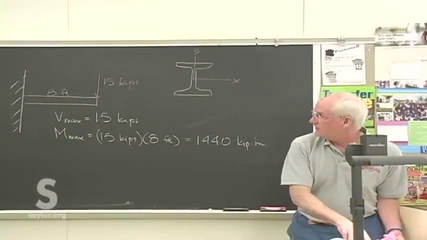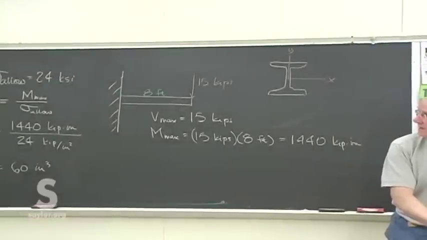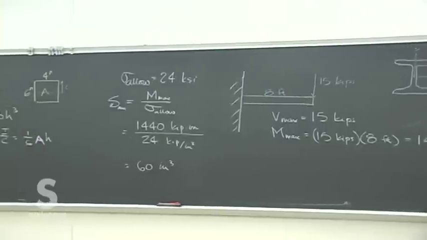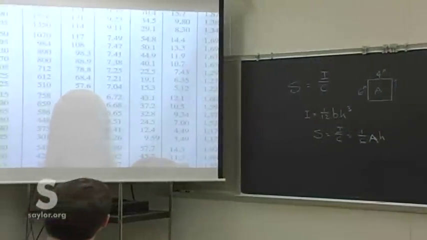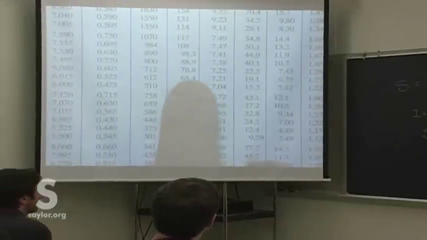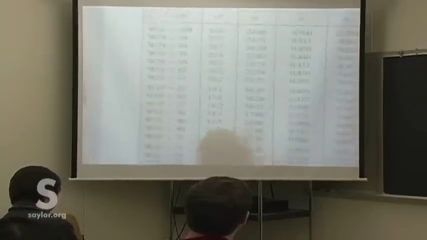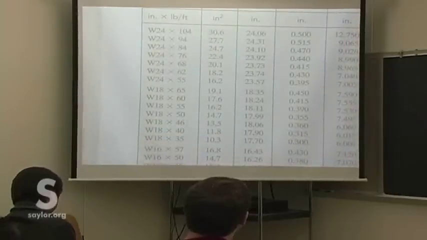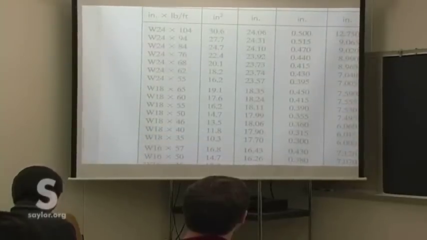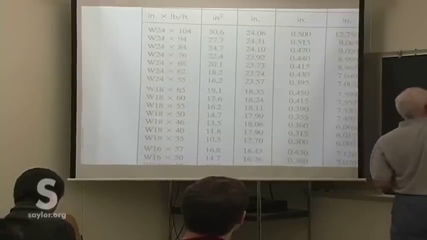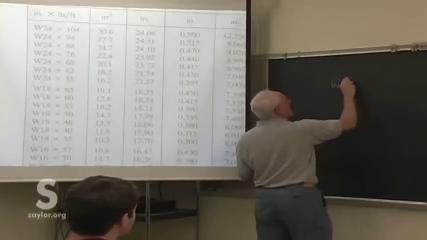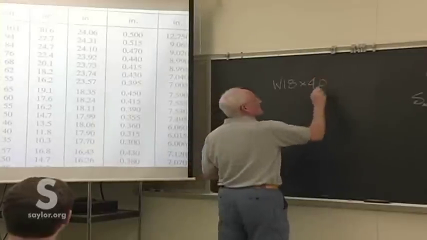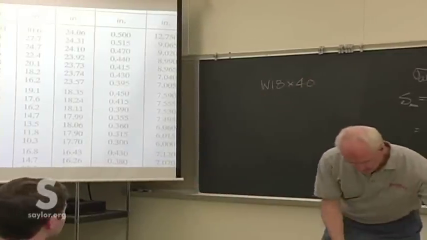And we go down until we find a couple that are just barely above the 60. So here's 68.4, but we wouldn't want the 57.6. So we'll put down that beam on our list, the W18x40. So we make a little list as we go down that table of those beams that look kind of yummy. So the W18x40.